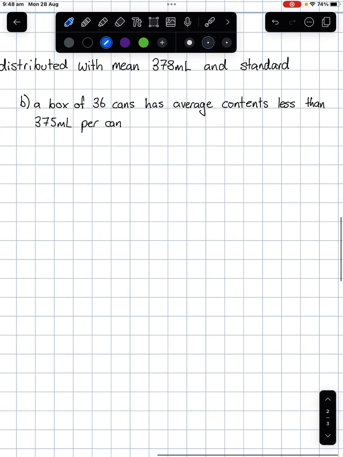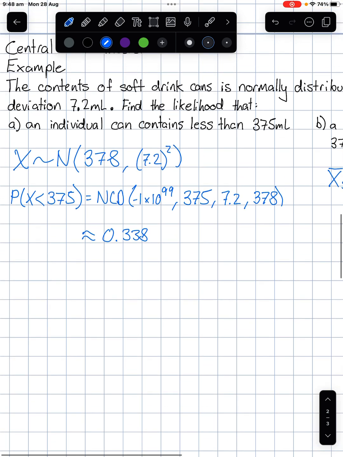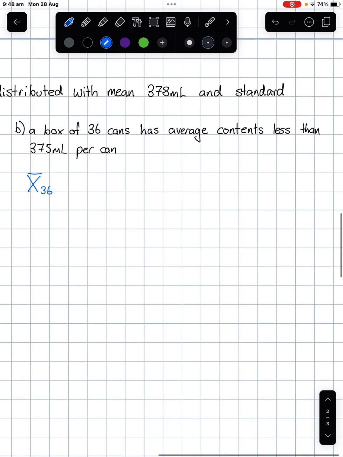We're now looking at our next question that says a box of 36 cans has average contents less than 375. So we're looking at the probability that a box of 36 cans has an average content less than 375. So we should straight off the bat be looking at, well, that's going to be a mean, like we're adding the 36 cans up and we're taking the average of those. So on average, are we expecting the cans to be under 375? And we had here that if we're picking a can at random, we'd have 33%. So anyway, we got 36 trials.